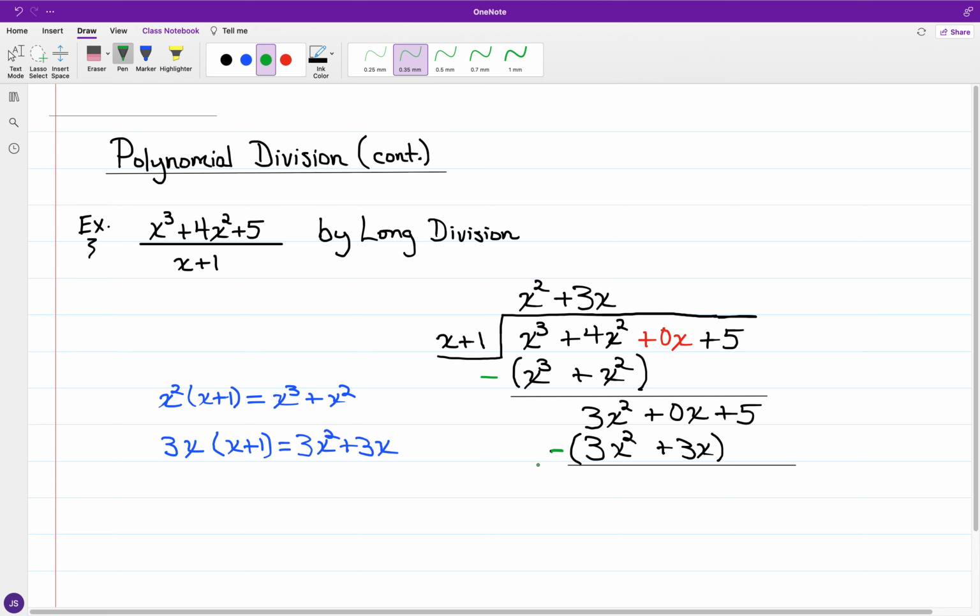Then we have 0x minus 3x, or 0 minus 3x, so we have a negative 3x, and we can bring down the 5. And I can continue the long division. Now we are taking x into negative 3x, and that's going to go negative 3 times. So we have negative 3 times all of x plus 1, which gives negative 3x minus 3. Lining up what we have now, we have negative 3x minus 3.